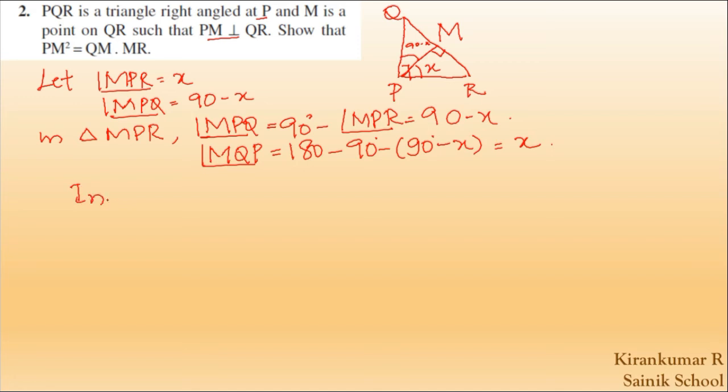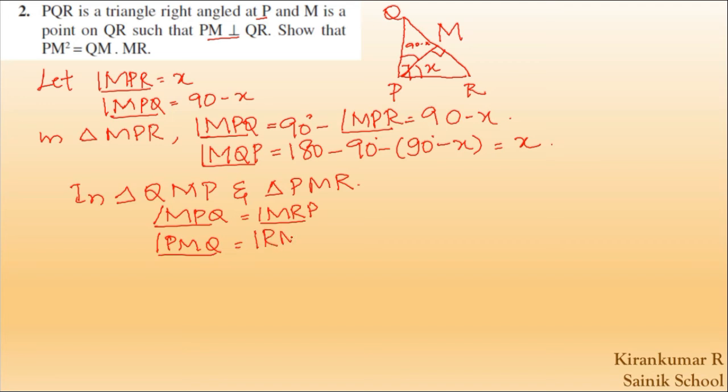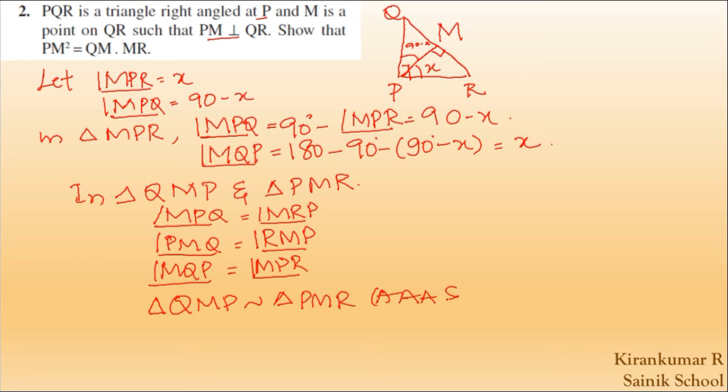So I want you to observe these triangles QMP and triangle PMR. Observe these two triangles. Angle MPQ is equal to the angle MRP, and angle PMQ is equal to the angle RMP, and also we have got angle MQP equal to the angle MPR. So by AAA similarity, the triangles are similar. So triangle QMP is similar to the triangle PMR by AAA similarity.